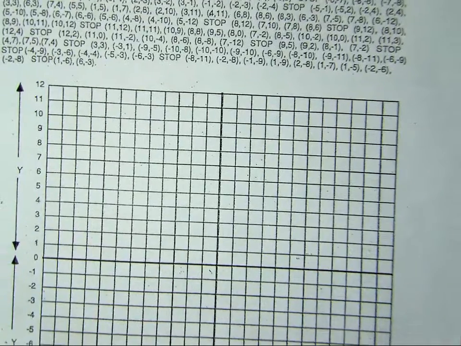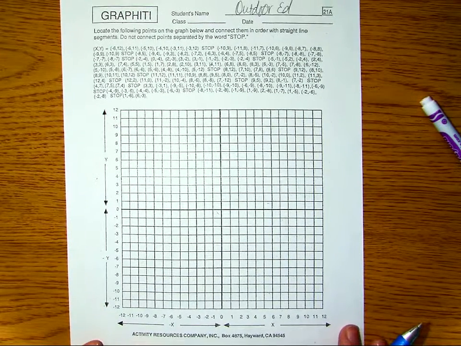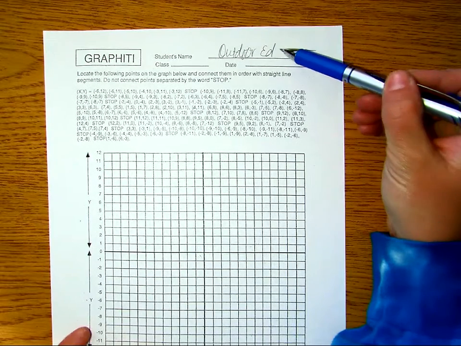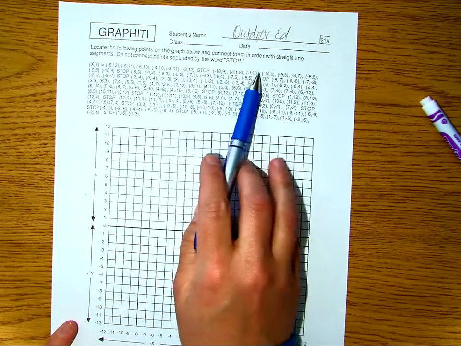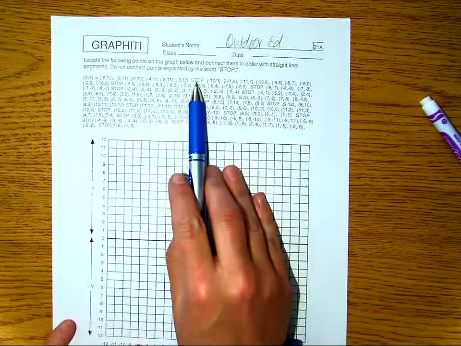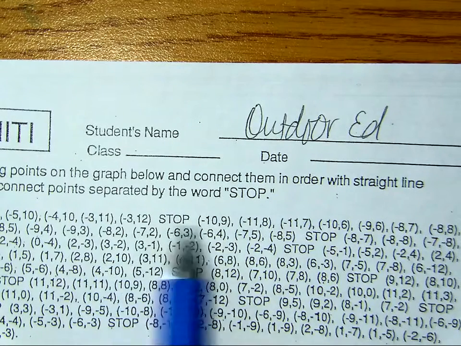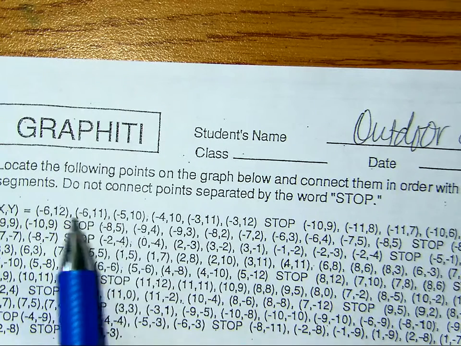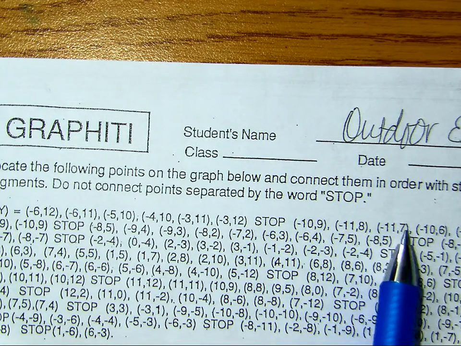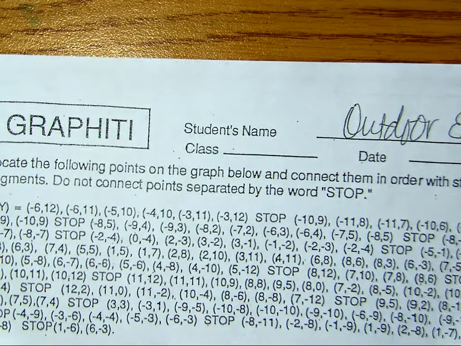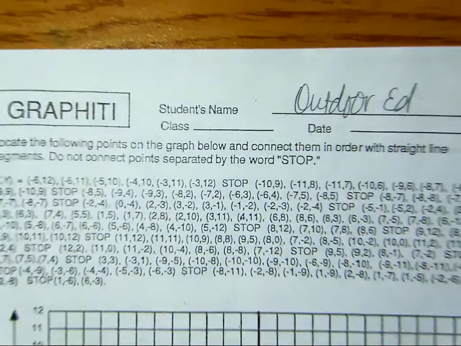Now, we've done a little bit of these, but if you remember, I did not collect and grade them. I will be collecting and grading this one. This is a little outdoor ed themed graffiti, so make sure you are very careful where you put your points, and as a reminder, where it says stop, that means do not connect points on each side of those. So you'd start off connecting all of these points, and then you'd stop, and then you'd start again from here. Make as straight of lines as possible. You can use a ruler if you have one, but it's not completely necessary.